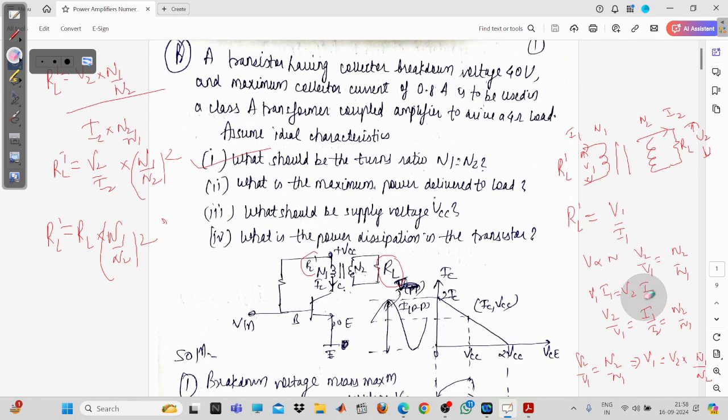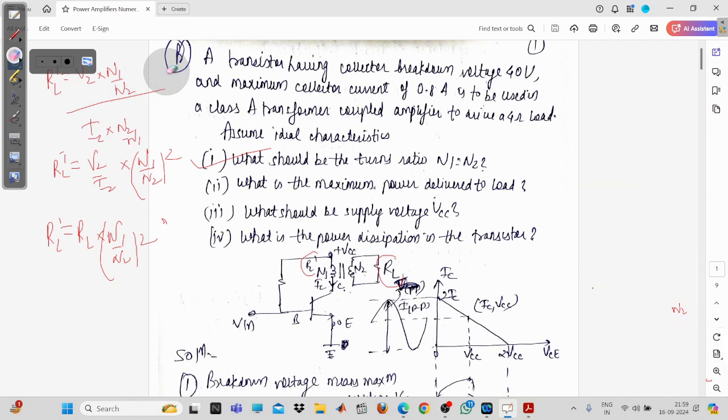Now V2 upon V1 will be equal to I1 upon I2, which will be equal to N2 upon N1. So V2 upon V1 will be equal to N2 upon N1. So V1 will be equal to this value, and similarly you have written I1 in terms of N2 upon N1. So RL dash will be equal to RL into N1 upon N2 whole square. I think this is the thing.